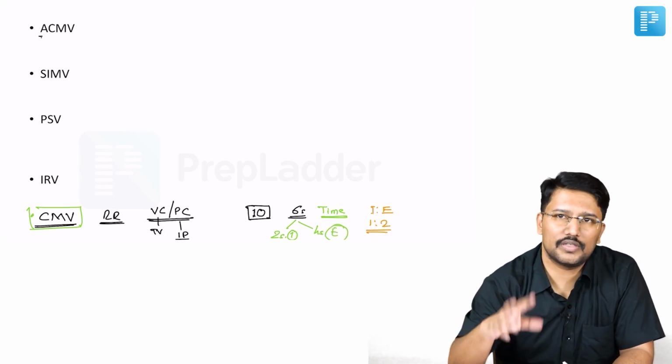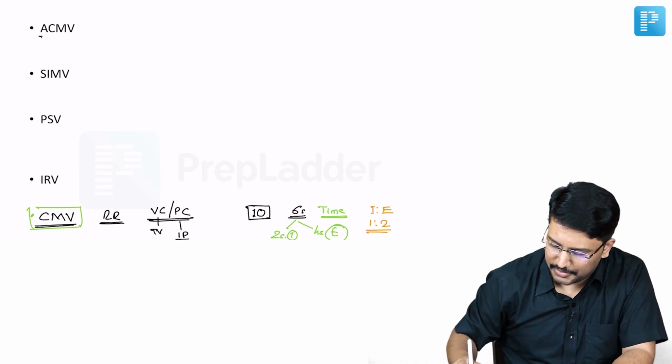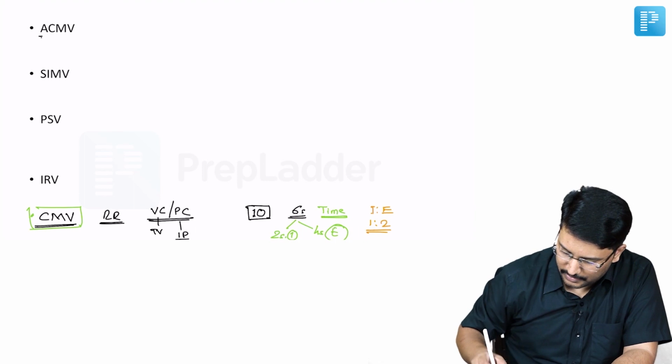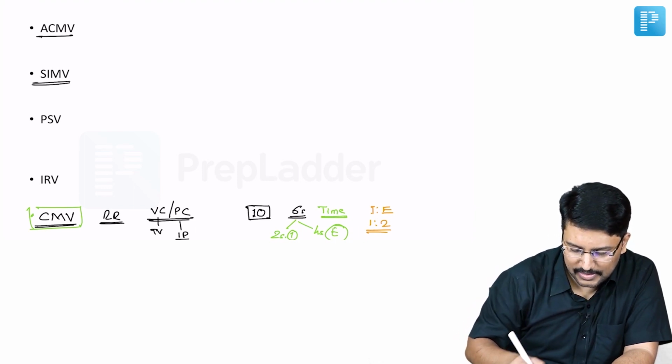So this cycle continues till the 10 breaths are delivered every 10 minutes. That's how a control mode of ventilation works. On the other hand, we have a semi-controlled mode like assist control mode of ventilation and SIMV.